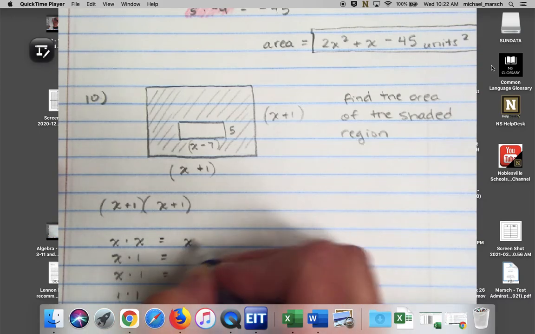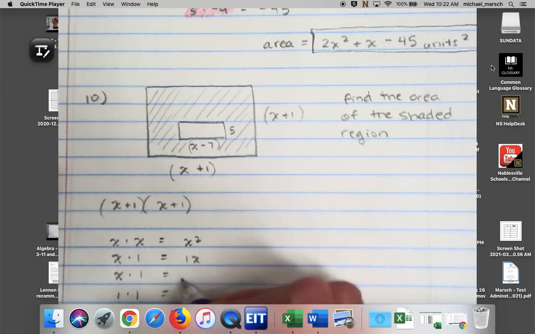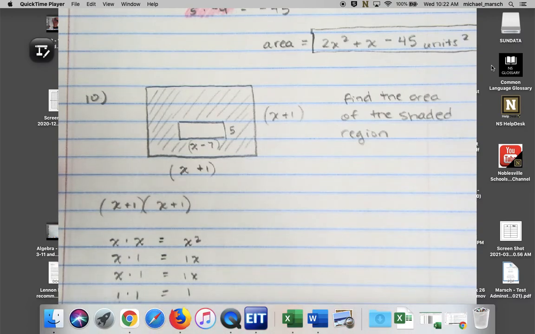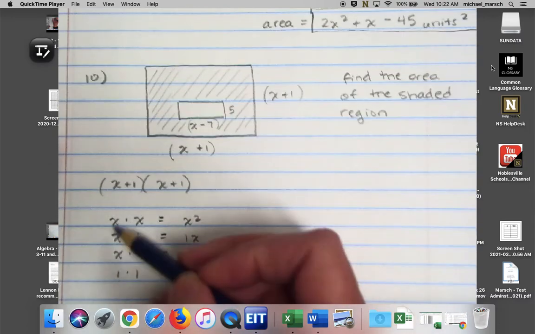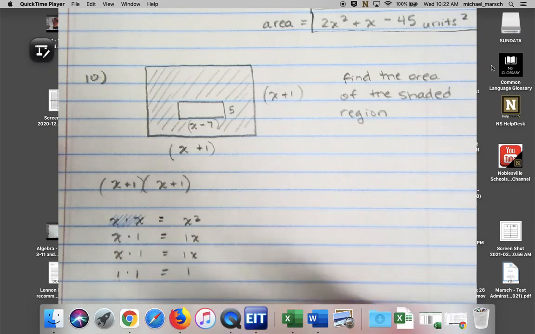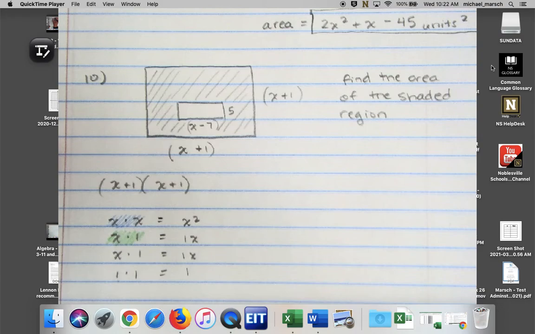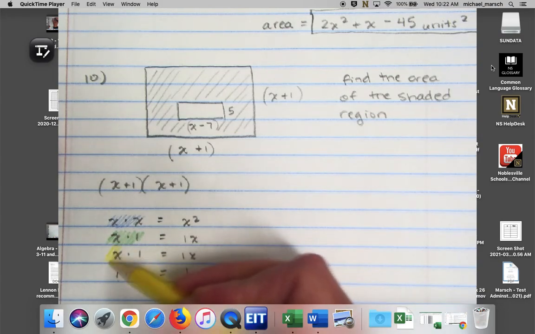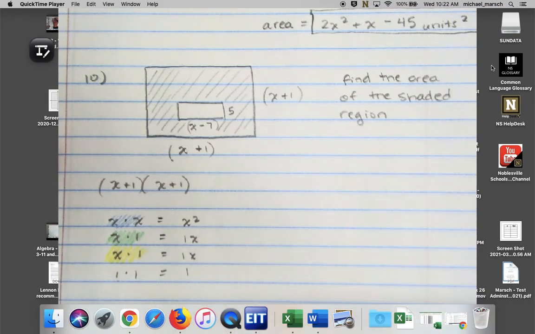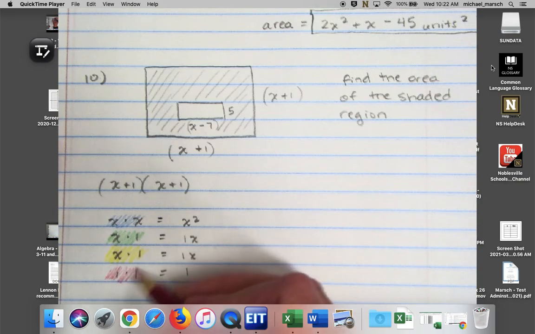So I'm going to get x squared, 1x, 1x, 1. I know you want me to color code, right? First, outer, inner, last.